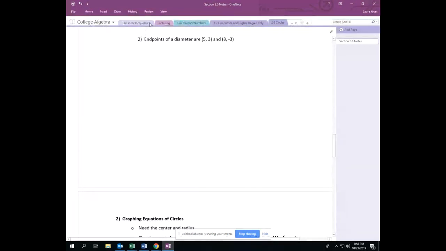If we are given the endpoints of the diameter, then the center is the midpoint. So we can use the midpoint formula to find the center of this circle. And then for the radius, we can find the distance between the two and divide it by 2.